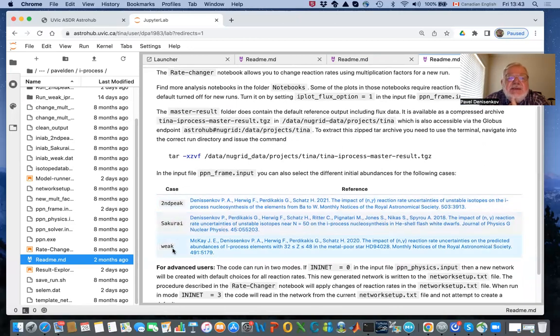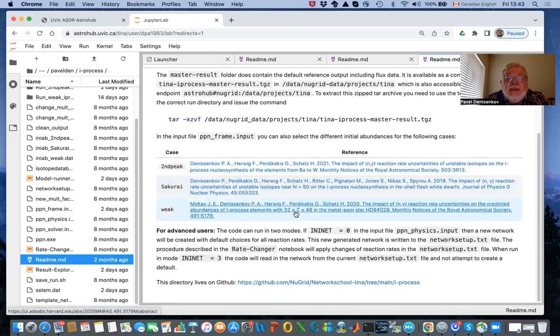They are called weak i-process, Sakurai's i-process, and second peak i-process. And here there are references to publications which explain what these 3 types of i-process nucleosynthesis mean. Okay.